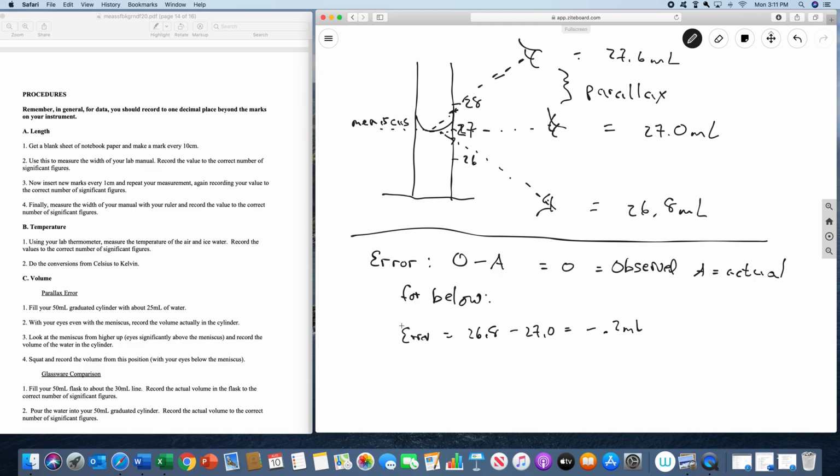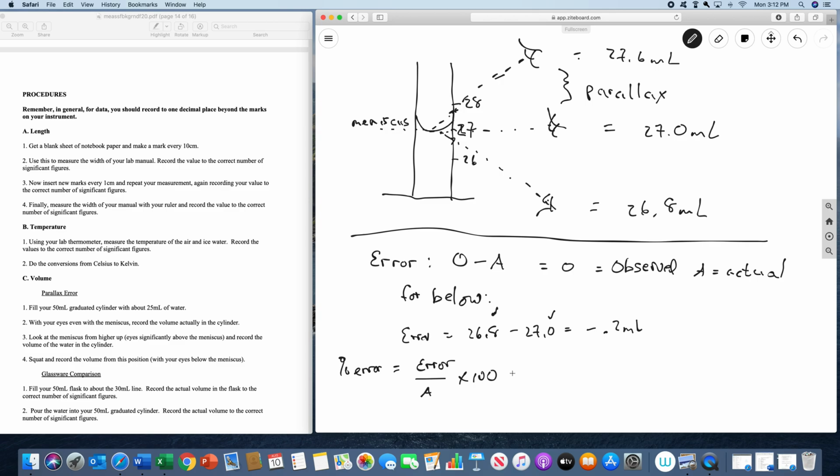The other type of error is percent error, and that is going to be the error over the actual value times 100. Now, by the way, notice here with the sig figs, when I did the subtraction, I went to the tenth place. The 8 is my guess. The 0 is my guess. I have 1 sig fig.